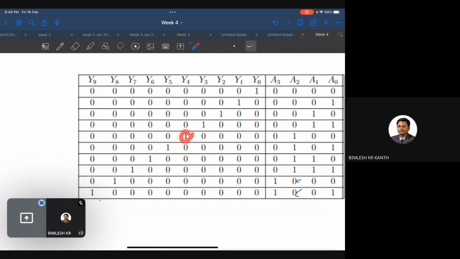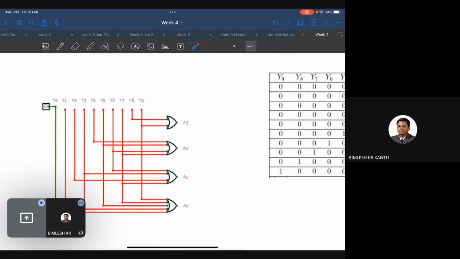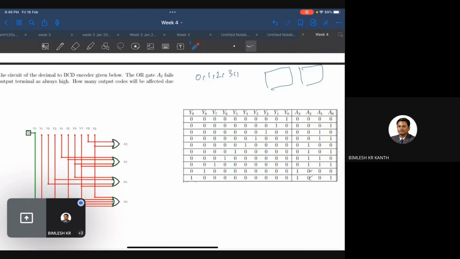If it is 4, then it will be like that, right? Now if you want to, you can see that. Basically it is saying that there are 10 inputs and only one is on at a time. So there are 10 rows. Okay.